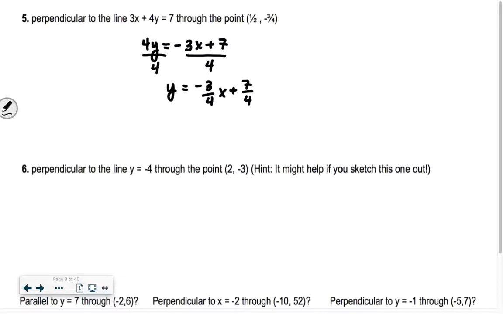So all we are worried about is getting in that slope-intercept form, and we can find that single number, just the slope. So the slope for this line is negative 3/4. We can cross out everything else. We don't need anything else.